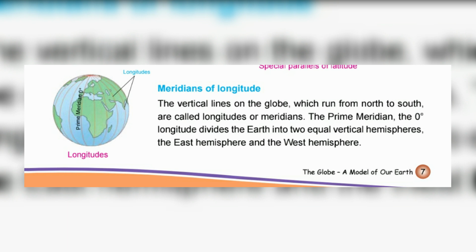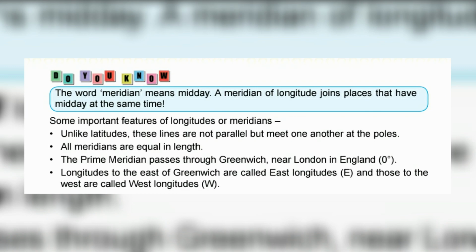Next, page number 189. Do you know the word meridian means midday? A meridian of longitude joins places that have midday at the same time. Next, some important features of longitudes or meridians. Unlike latitudes, unlike means not like latitudes. Latitudes are different from longitudes. These lines are not parallel but meet one another at the poles. All meridians are equal in length.